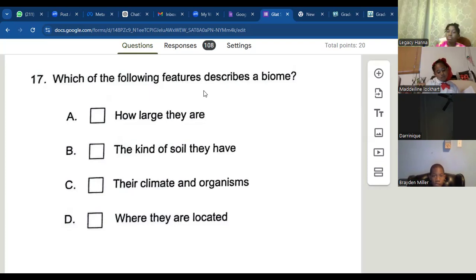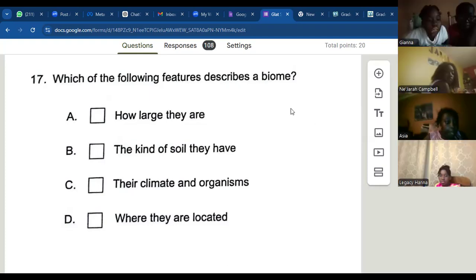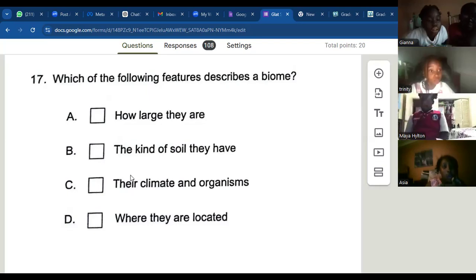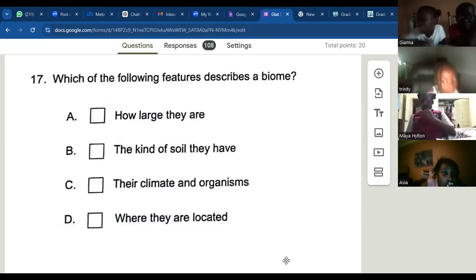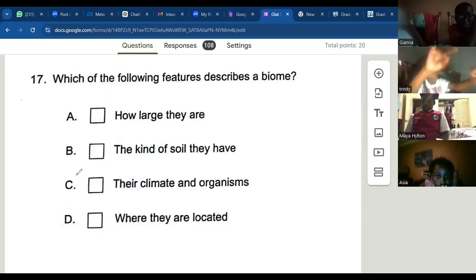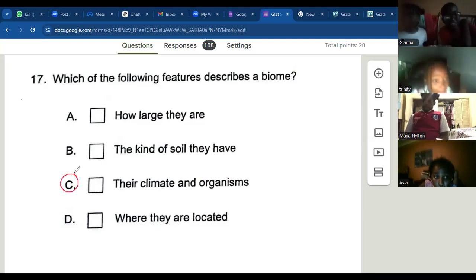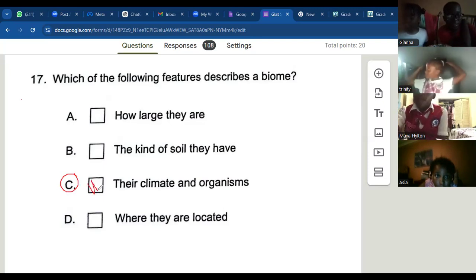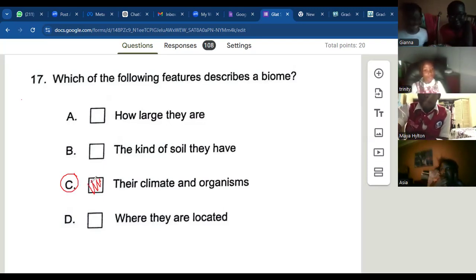A biome. What y'all have for this one? D? Where they are located? I don't know. The correct answer for this one is definitely, I have a feeling it's C. It's C. The climate and organisms. I should have followed my instinct and put C. It is C. Do y'all know the different biomes?